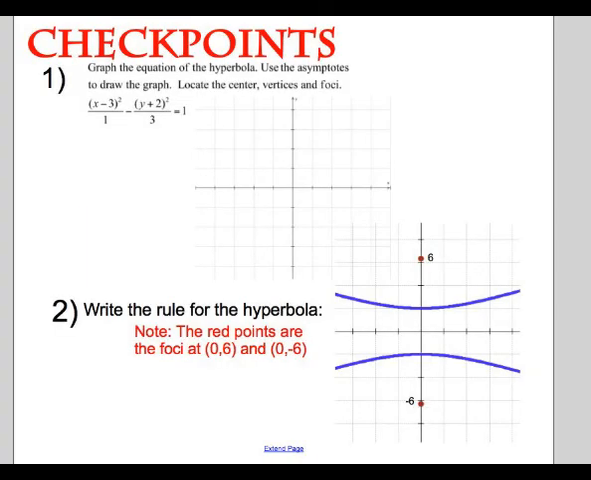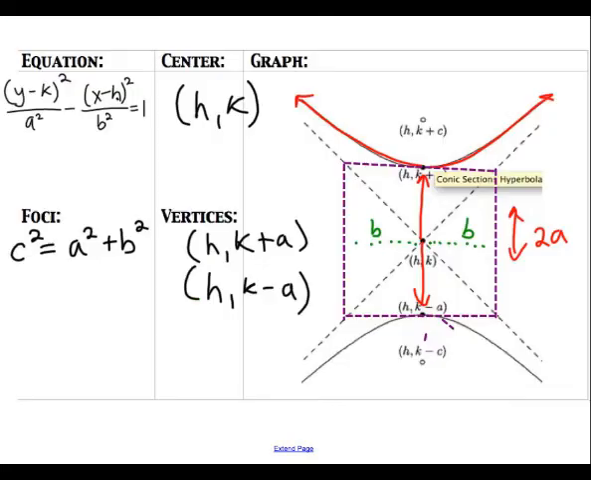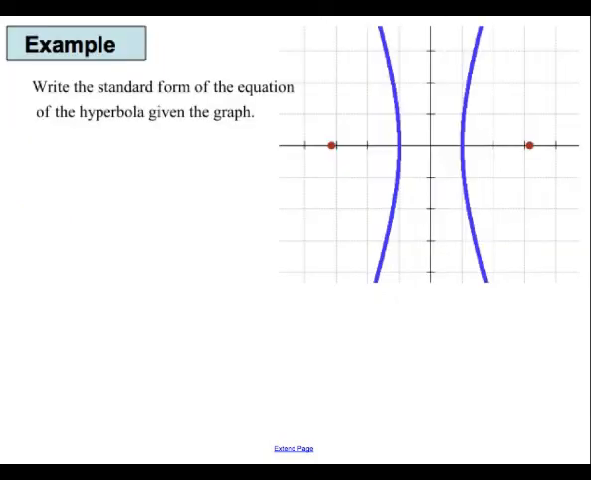You're also going to have to be able to write rules. Let's take a look at that one. Here we want to write the standard form of this hyperbola given the graph. So a couple of things. This graph is a little hard to read, but this is a foci and it's at -3 and another foci at 3.